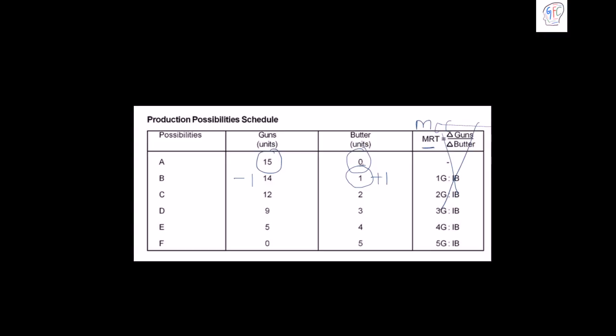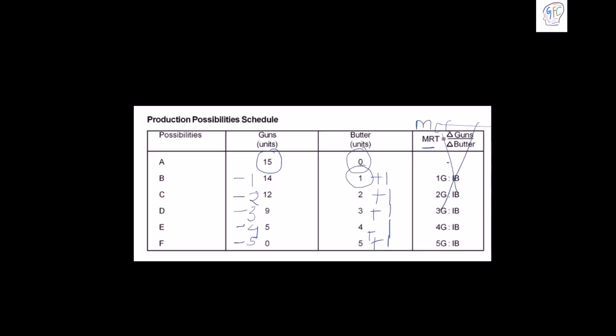Over here, you can see that butter is increasing by one unit at a time: 1, 2, 3, 4, plus 1, plus 1. This is how it is moving at every combination. Whereas guns are declining. Initially, you lost one unit at possibility B. At possibility C, you lost 2. At possibility D, you lost 3. At possibility E, you lost 4. And at possibility F, you had nothing. You lost all 5.